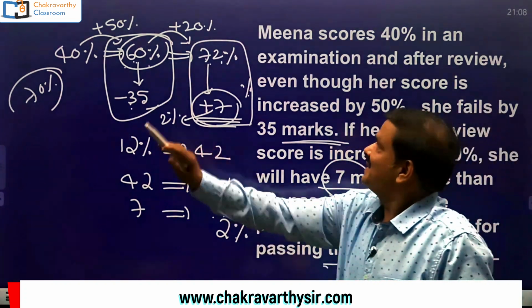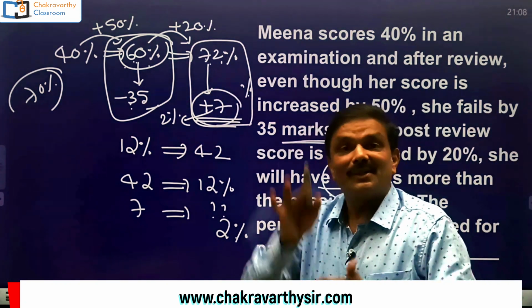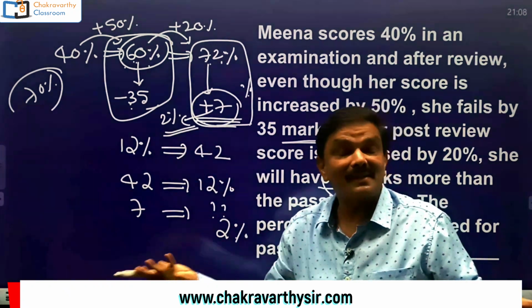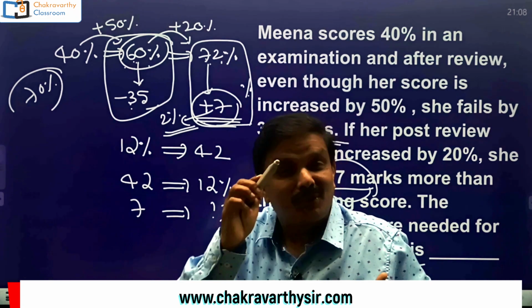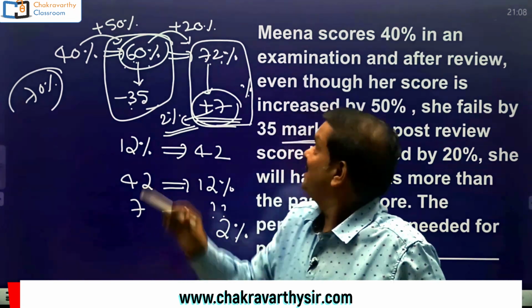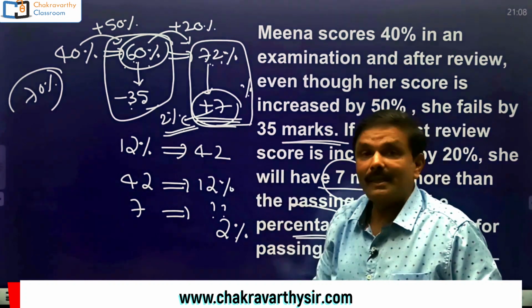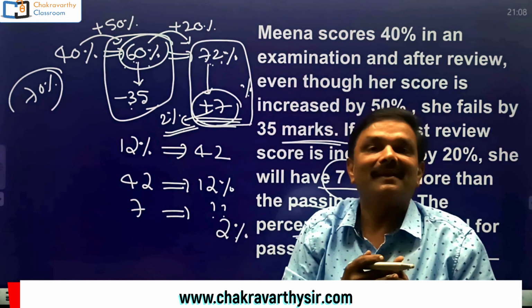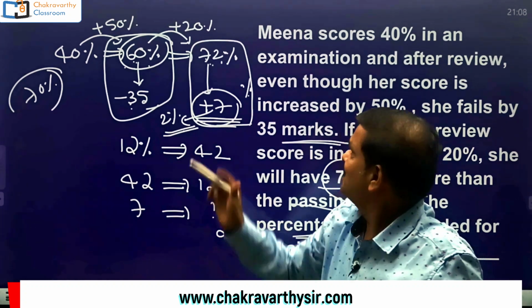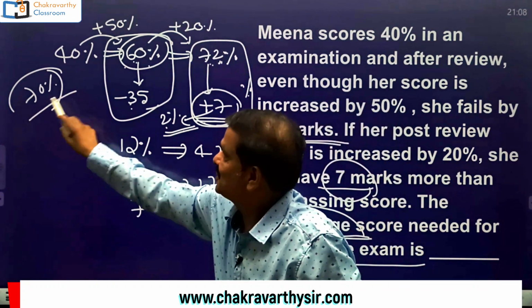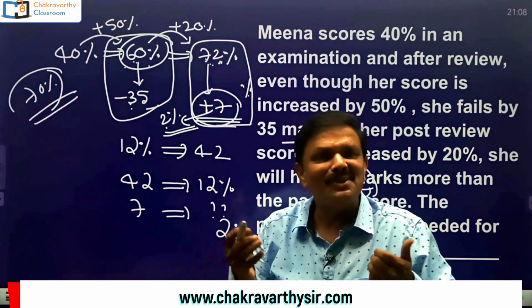How? She got 72% marks, then she got 2% more than passing. 7 marks equal to 2%. This logic should come to you. She got 72% marks. She got 2% more than passing. Then what is the pass percentage? 72 minus 2. My answer is 70%. Can't you do this one?